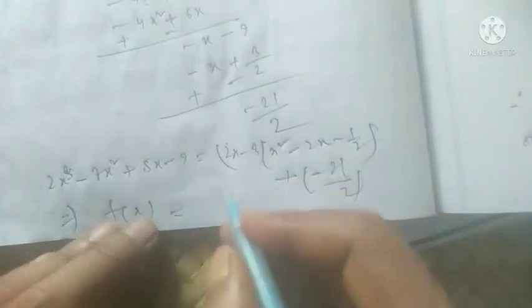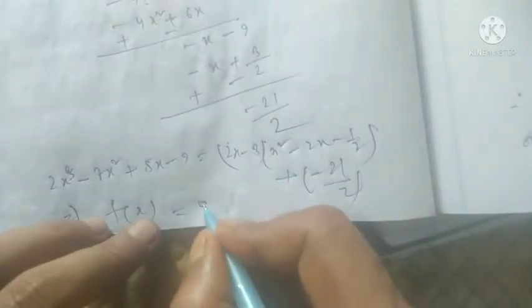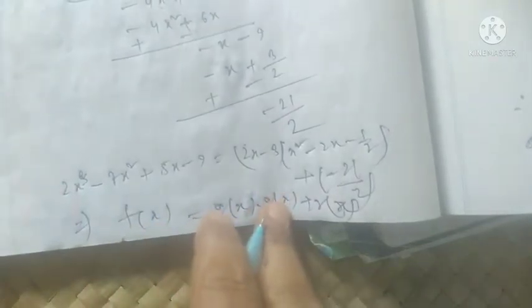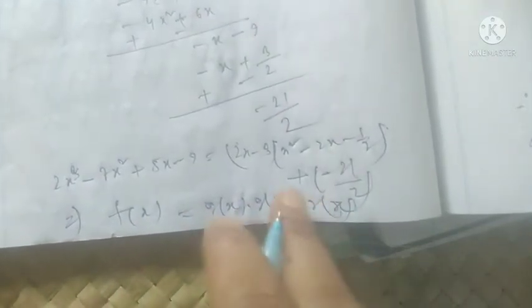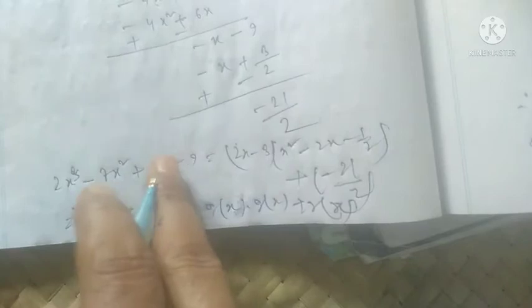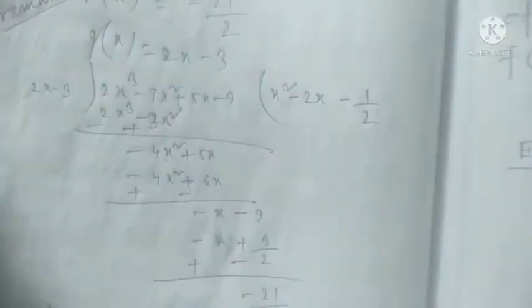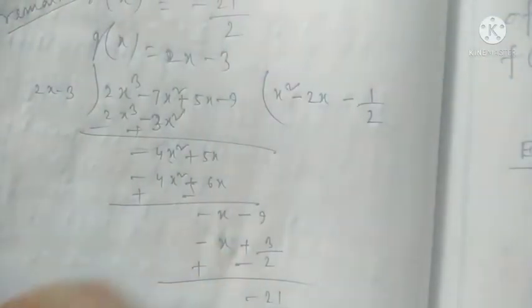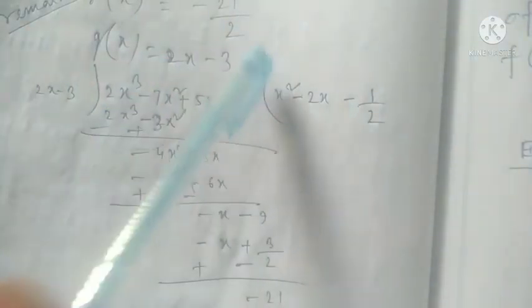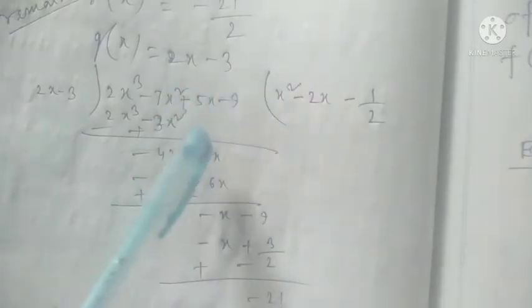So here you can write f of x is equal to q of x into g of x plus r of x. That means dividend is equal to divisor into quotient plus remainder. This is the formula of the division algorithm. Division algorithm means you have to check the dividend by using this formula. I think you have cleared your concept. With an example you divide, and after you get the remainder and quotient, you check it by this formula. So it is a division algorithm.